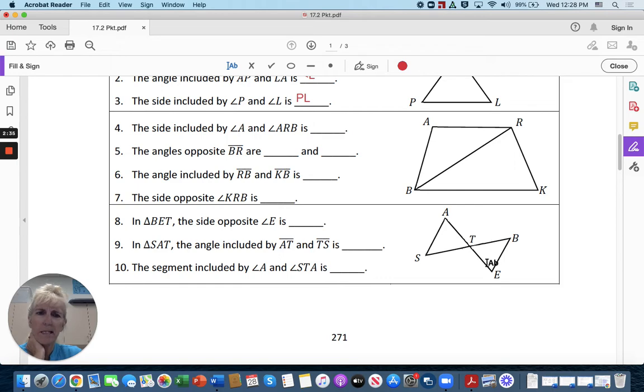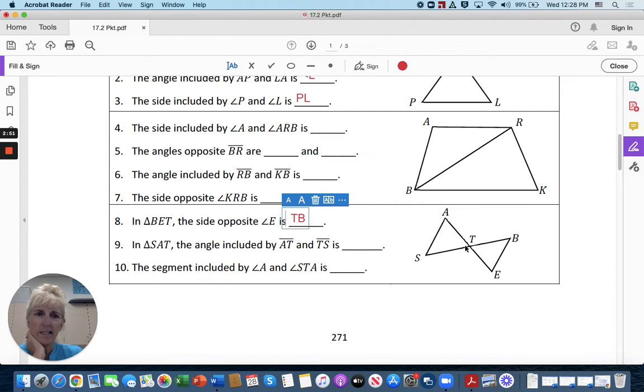In triangle BET, the side opposite angle E is, so if you're sitting in corner E, the side opposite would be BT or TB. Either one, it's the same line segment. Making sure you put a bar over there.